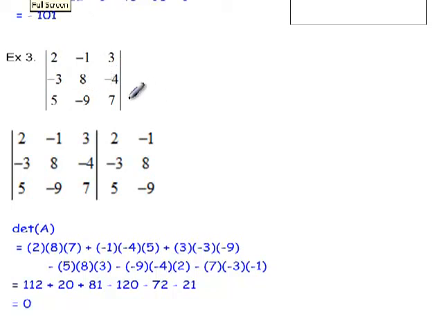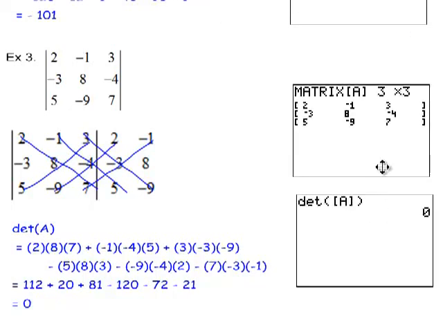Number 3, again, there was really nothing special about the matrix, just to give you extra practice. So you should stop the podcast, do the problem, and then come back and check the answer. So again, stack the first 2 columns on the side, and you start multiplying 2 times 8 times 7, negative 1 times negative 4 times 5, 3 times negative 3 times negative 9, add them up, minus 5 times 8 times 3, minus negative 4 times negative 9 times 2, minus 7 times negative 3 times negative 1. So, in fact, you can run your calculator, and turns out the determinant equals 0. Again, I put the matrix into the calculator, and the determinant is indeed 0.